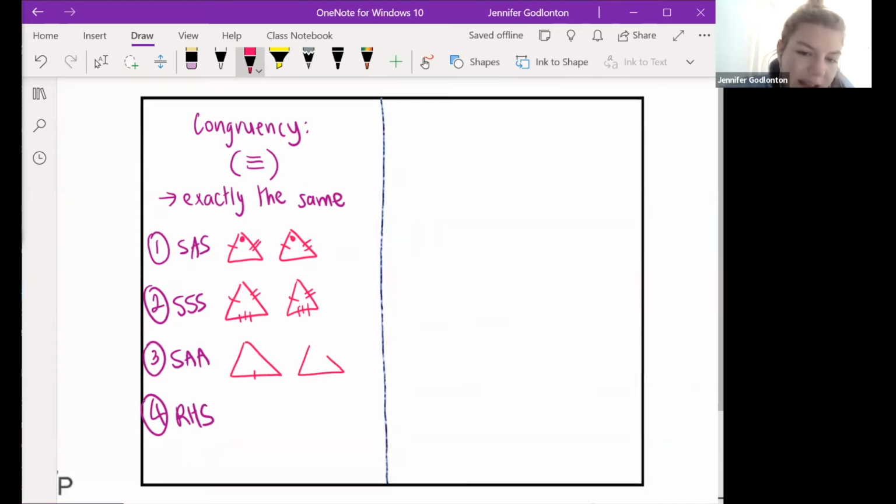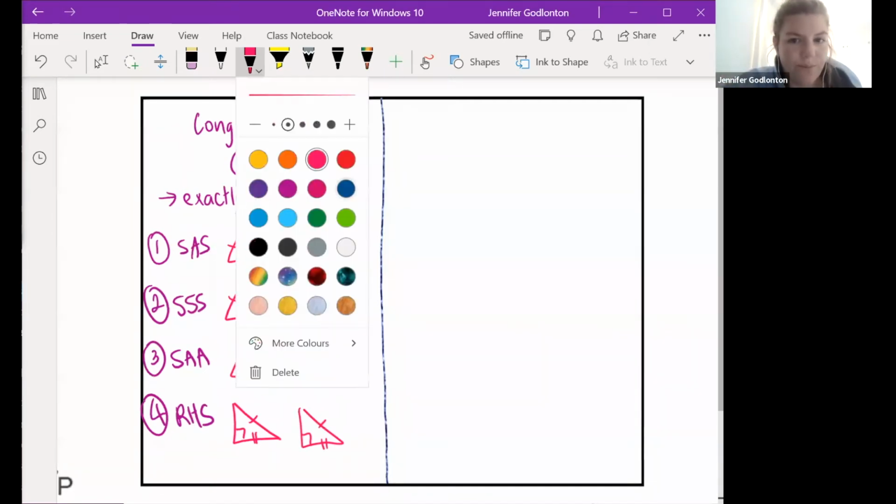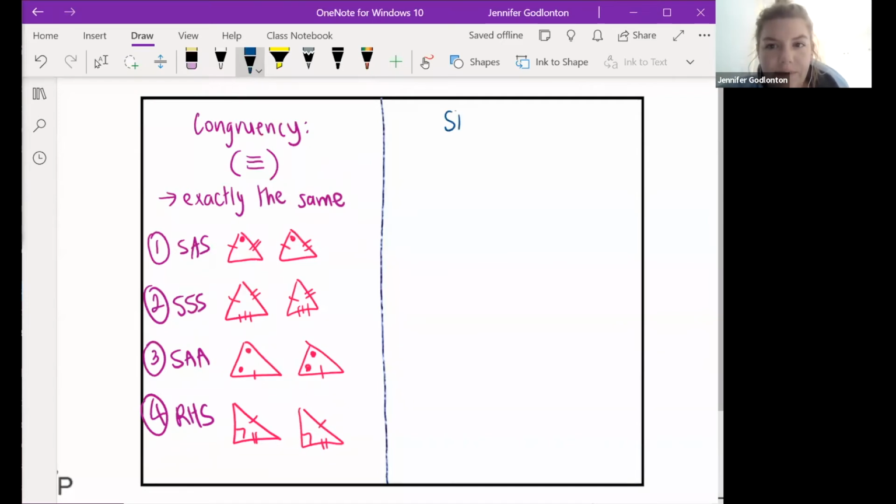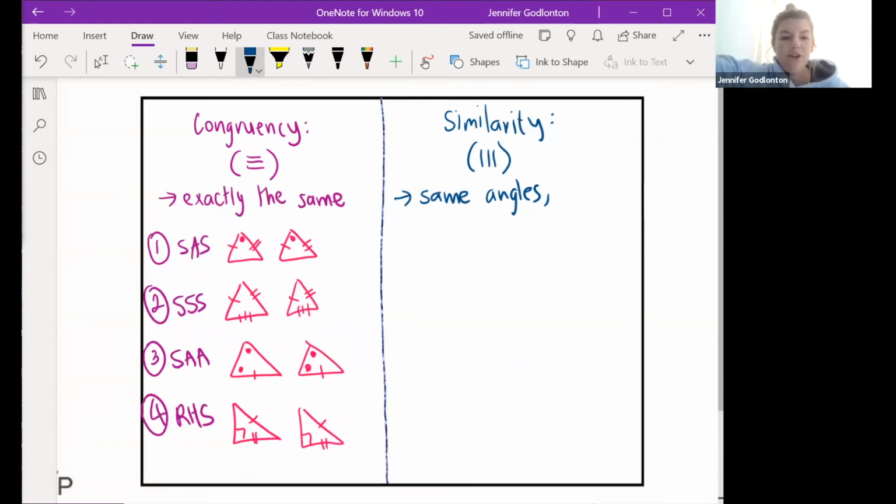SAA: they've given us one side, and they have given us two angles. That's SAA. And RHS: they've given us a right angle, a hypotenuse, and a side. If I have one of those four cases, I can prove that they are congruent. Cool. In similarity, similarity is three lines that are upright. They have the same angles, but they are enlarged or smaller, so they are not the same size.